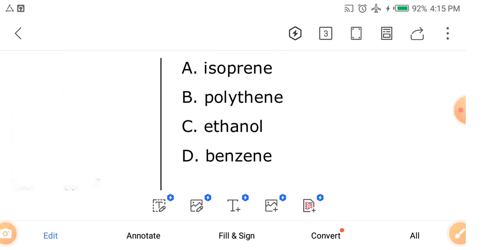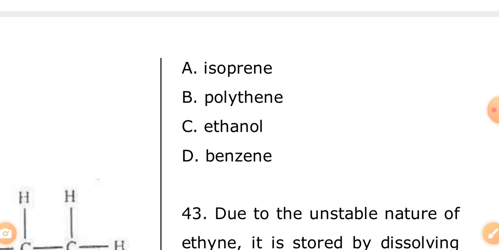A. To produce isoprene. B. Polystyrene. C. Ethanol. D. Benzene. The answer is... 42. The answer is benzene. The answer is what? Benzene.